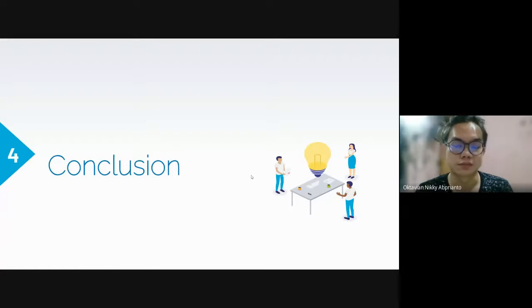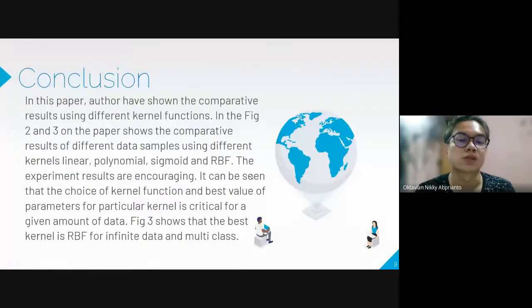The conclusion. In this paper, the authors have shown comparative results using different kernel functions. Figures 2 and 3 in the paper show the comparative results of different data samples using different kernels: linear, polynomial, sigmoid, and RBF. The experiment results are encouraging. It can be seen that the choice of kernel function and the best values of parameters for a particular kernel are critical for a given amount of data. Figure 3 shows that the best kernel is RBF for infinite data and multi-class.